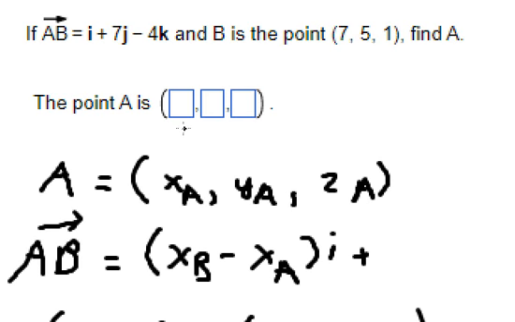And now we write the answer in here. Oh sorry, 5.